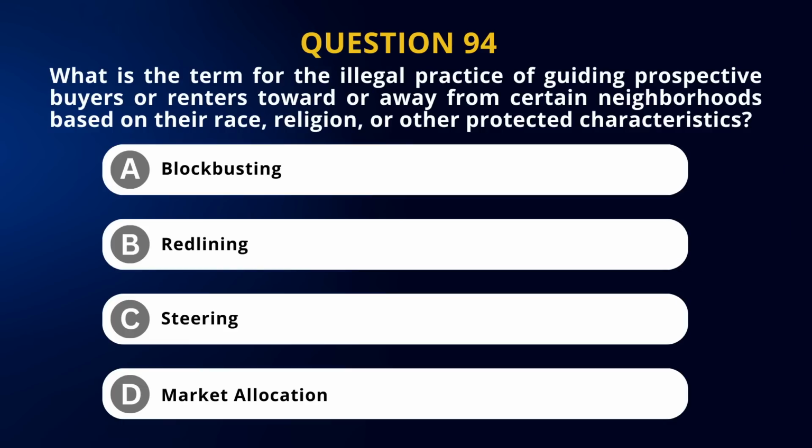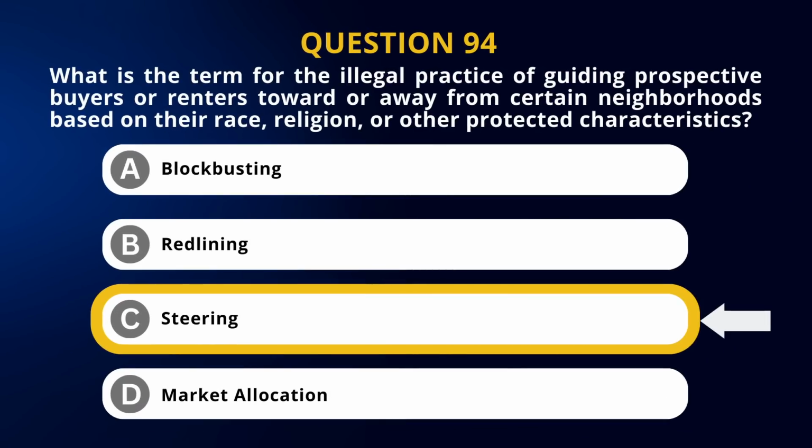Question number 94. What is the term for the illegal practice of guiding prospective buyers or renters towards or away from certain neighborhoods based on their race, religion, or other protected characteristics? Letter A, blockbusting. Letter B, redlining. Letter C, steering. Letter D, market allocation. And the answer is letter C, steering.